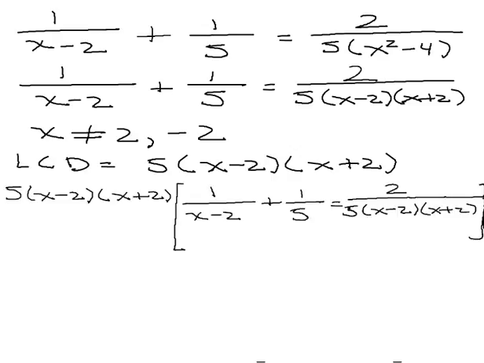Now, ideally, it would be best to put that lowest common denominator next to each fraction in the equation. But because of limited space, I'm only able to show it to the left of the equation. And we'll talk about what happens when we multiply each term by that lowest common denominator. With the first term, 1 over x minus 2, the only factor that will cancel with the lowest common denominator will be the x minus 2. So we'll be left with 5 times the quantity x plus 2.